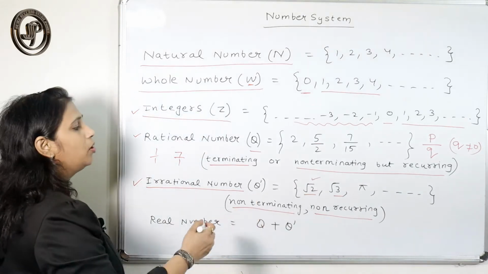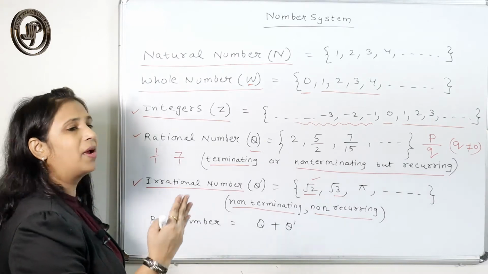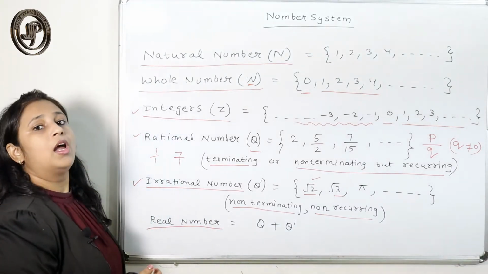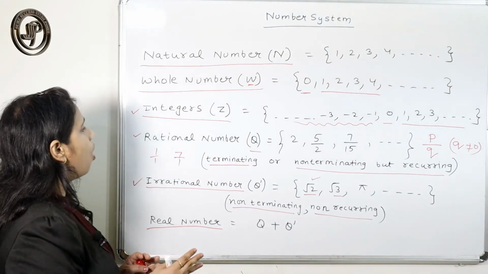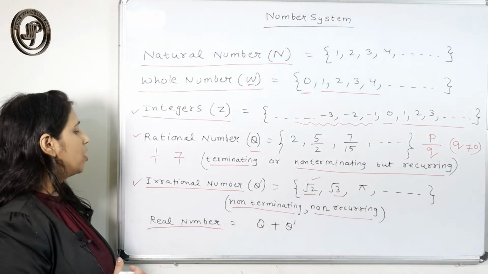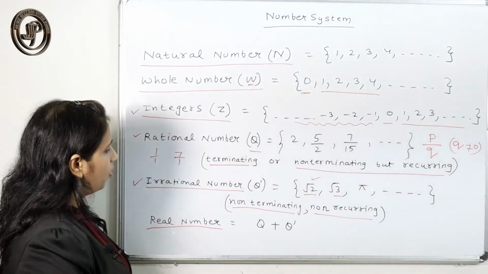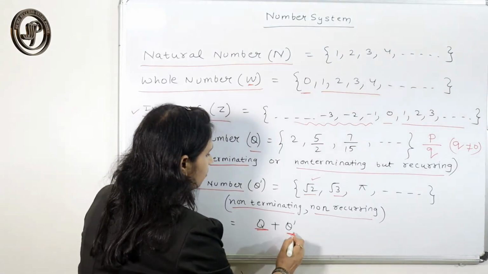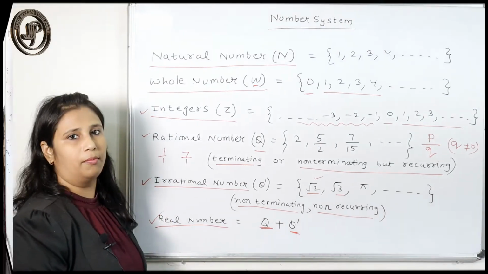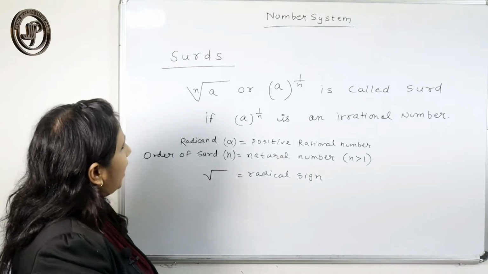I'll explain exactly what rational numbers and irrational numbers are called. Next comes real number: the rational and irrational numbers, both together, are called real number. So the collection of all rational numbers and irrational numbers is your real number. Surds. So what are surds?